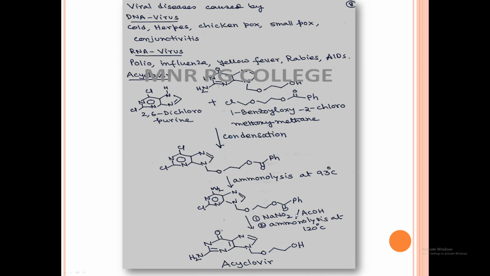When it is treated with sodium nitrite and acetic acid, this NH2 undergoes diazotization and gets converted into OH, and next it undergoes tautomerization. The OH becomes a doubly bonded O, and then aminolysis at 120 degrees centigrade. First is the 93 degrees, next is the 120 degrees. So the other chlorine also gets replaced by NH2. So this is the structure of acyclovir.